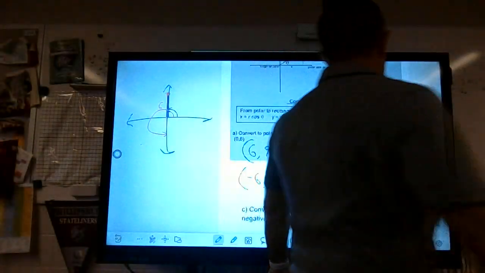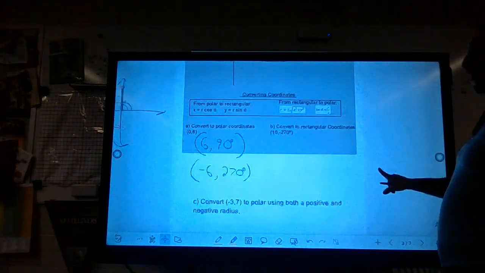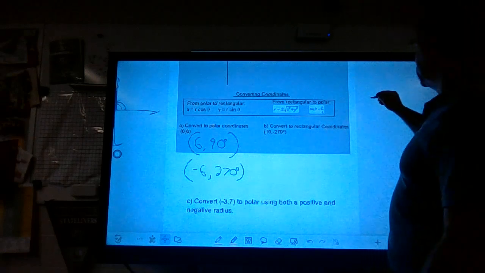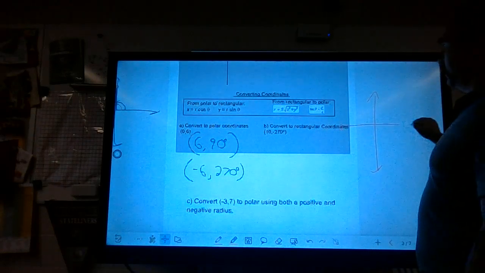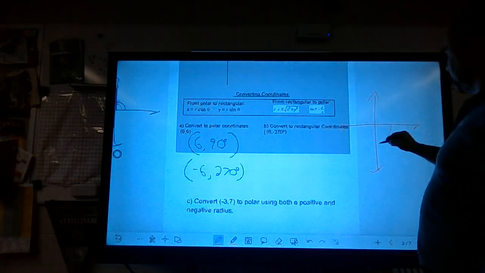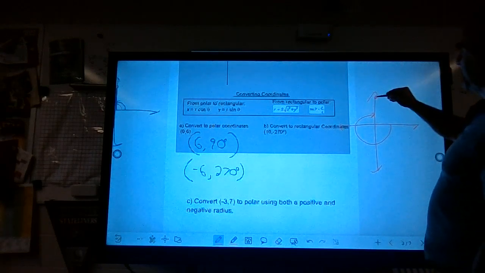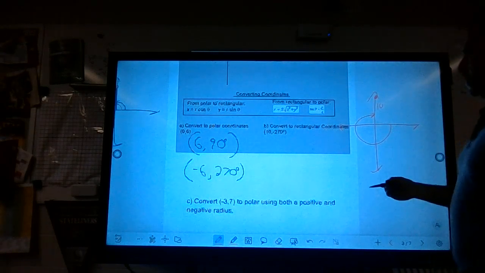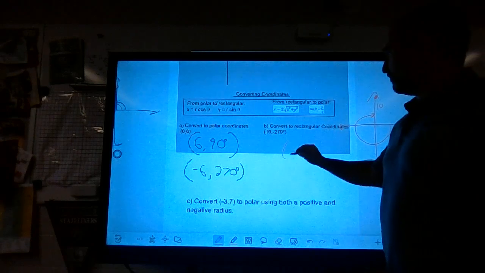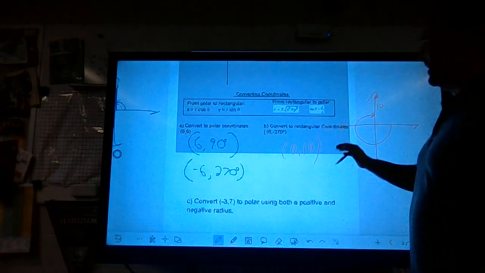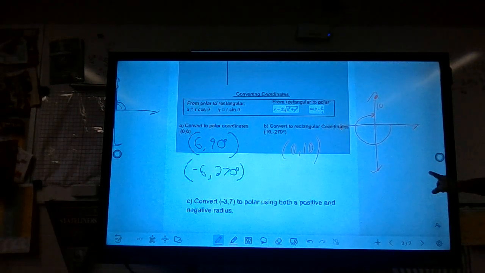Okay, similar concept over here. Now I'm giving you the polar coordinates, and let's graph that. Negative 270 takes me clockwise 270, and I go up 10 units. So that's going to be 0 for an x coordinate, 10 for a y. So those are special cases. They're actually the easier ones.